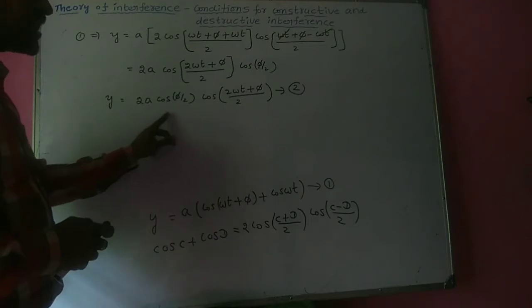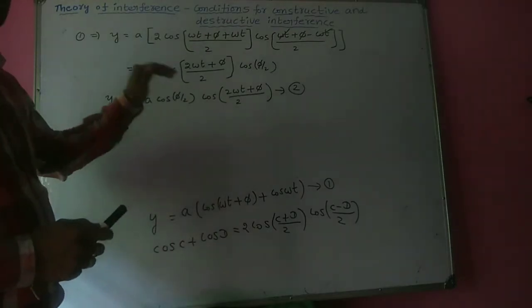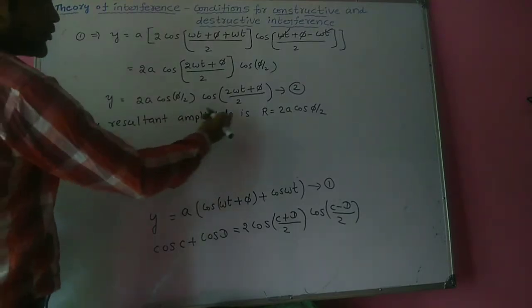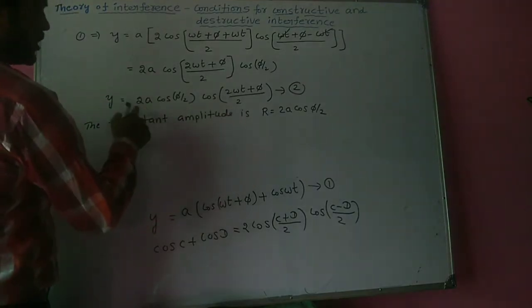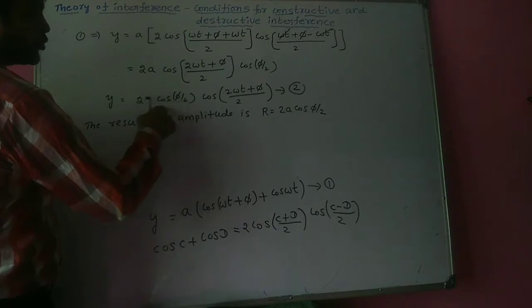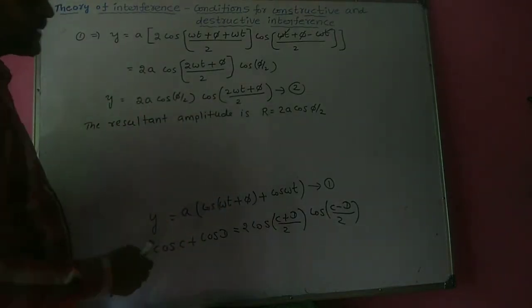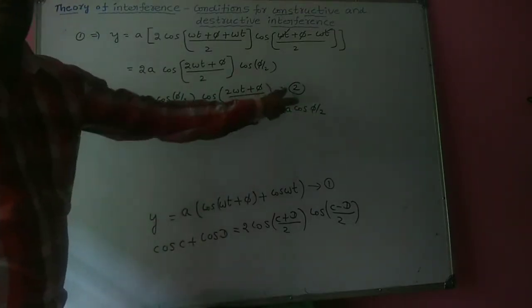Here 2a cos (phi by 2) is the resultant amplitude of the particle. Now the resultant amplitude, capital R, is equal to 2a cos (phi by 2). This 2a cos (phi by 2) is the resultant amplitude, capital R.